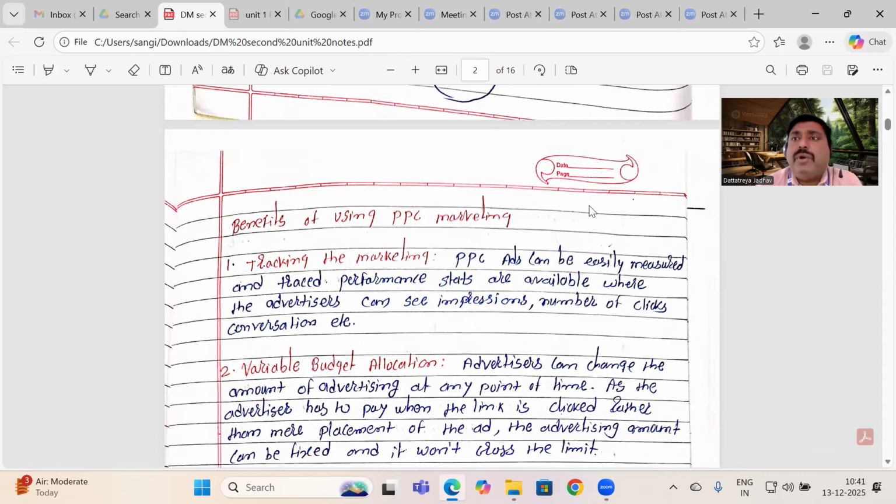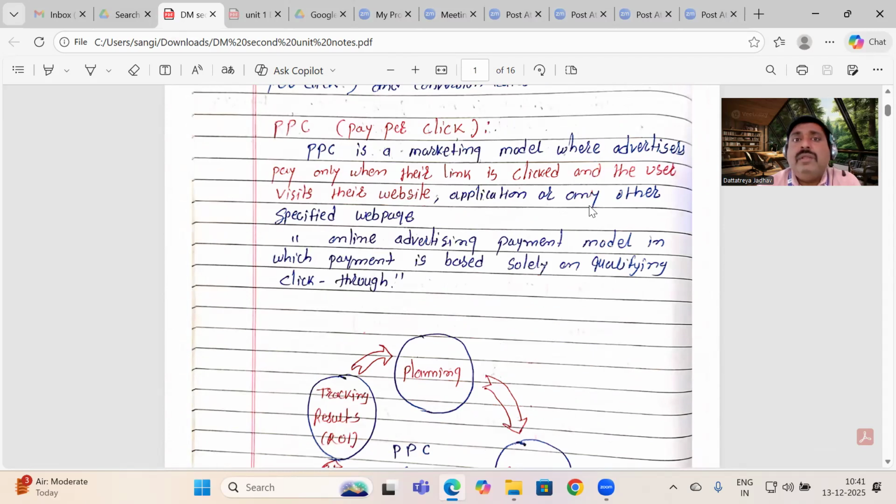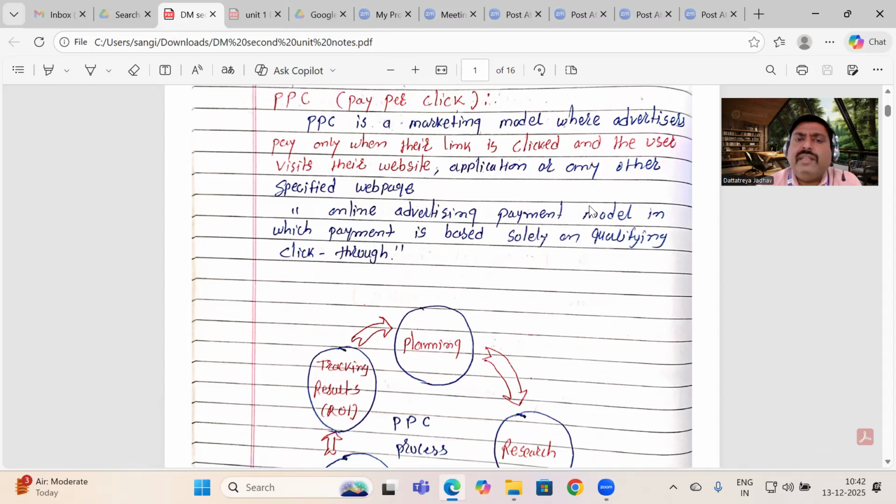So today we learned about two parameters. First is pay per click. That is one of the marketing models which helps attract the maximum number of customers to you. We pay depending upon clicking on the link, visiting the website, then observing the application or specific website. So the maximum number of customers will know about it, and it contains a number of parameters.